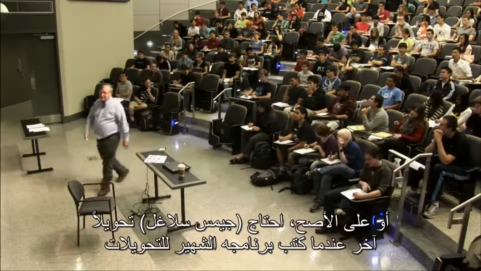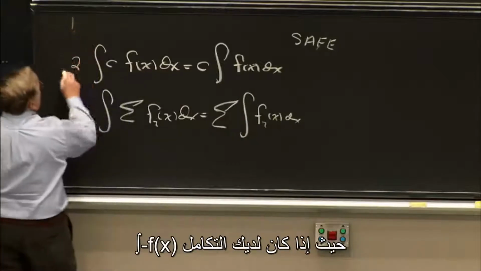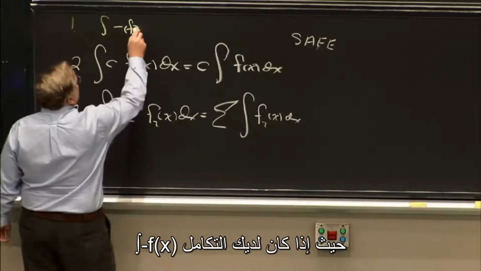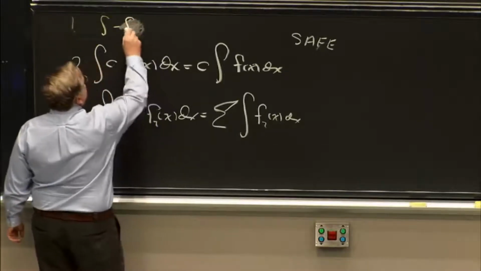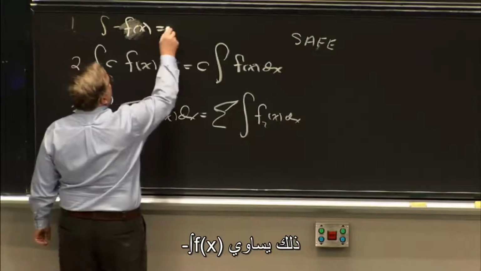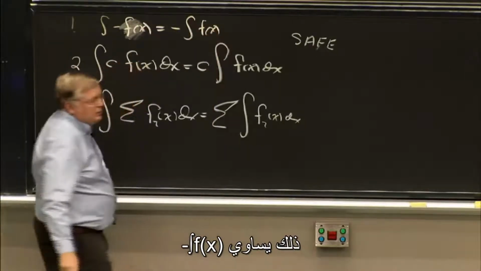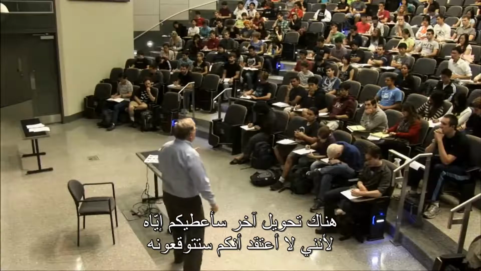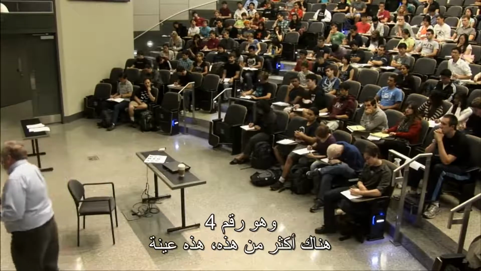Or rather, Jim Slagle needed one more transformation when he wrote his famous integration program, and that was that if you have the integral of minus f of x, that's equal to minus the integral of f of x. So that almost completes our safe transformation set. There's one more that I'm going to supply you because I don't think you'd guess it. Why should you? It's number 4.